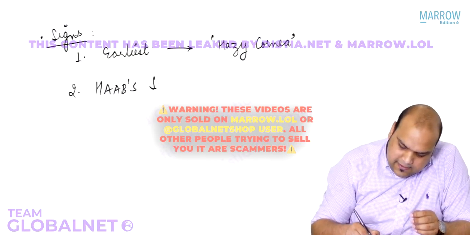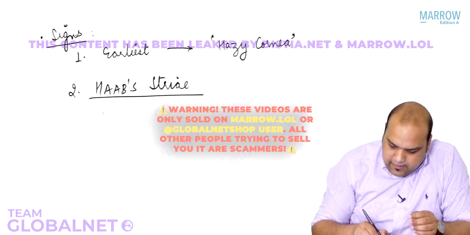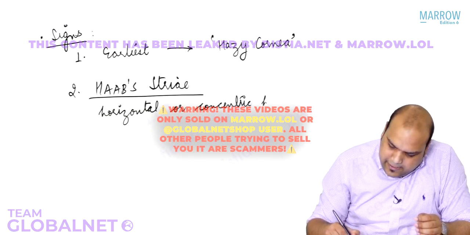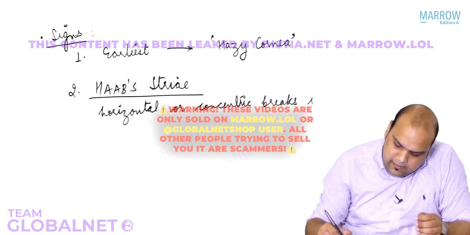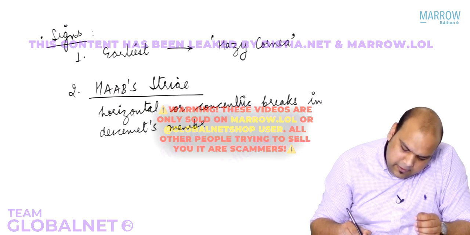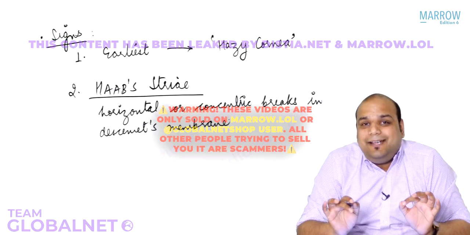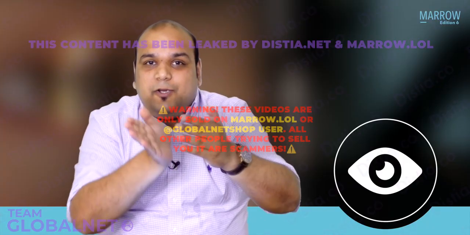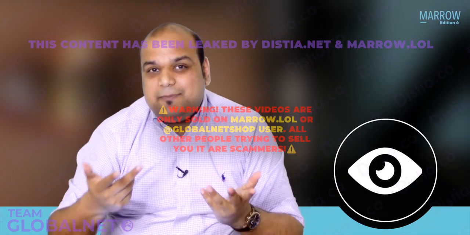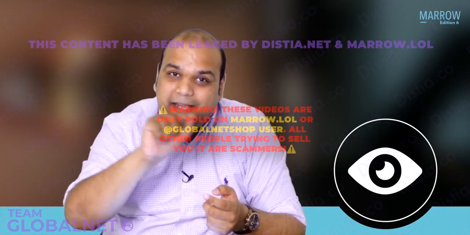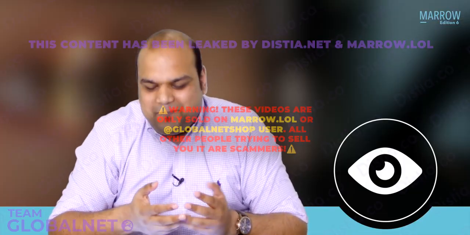Haab's striae. What are Haab's striae? Horizontal or concentric breaks in Descemet's membrane. Just keep thinking about the story. The cornea is enlarging. The first layer to break was the endothelium. What is the second layer from inside? Descemet's. Now Descemet's membrane will break. It will show fine breaks, everybody, striations, fine breaks, and those breaks are known as Haab's striae.